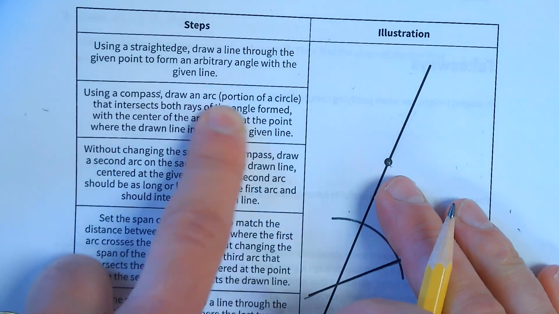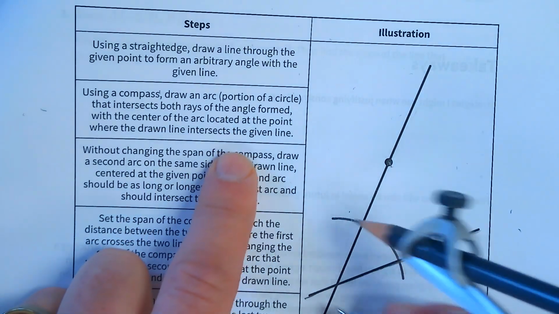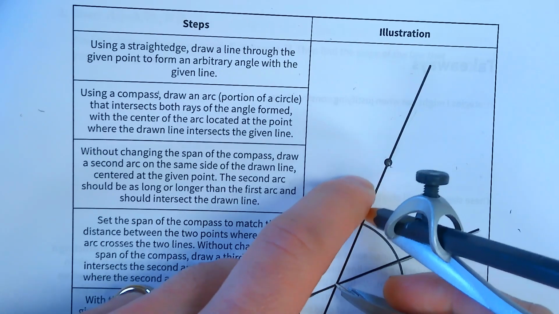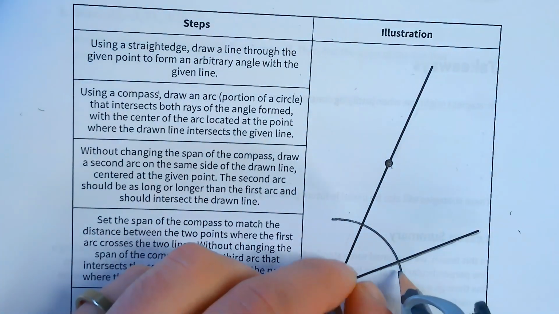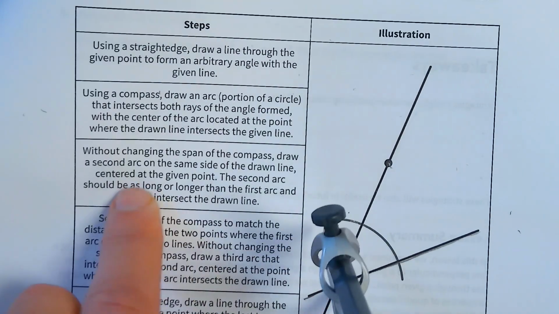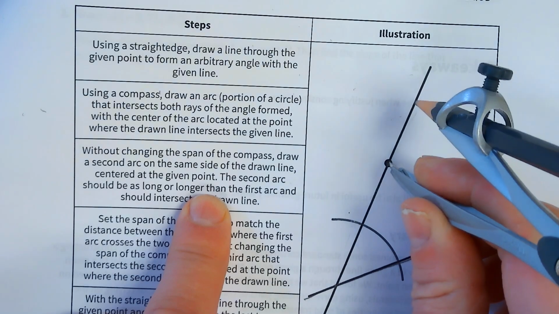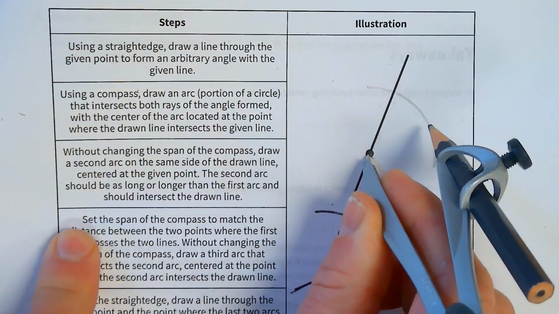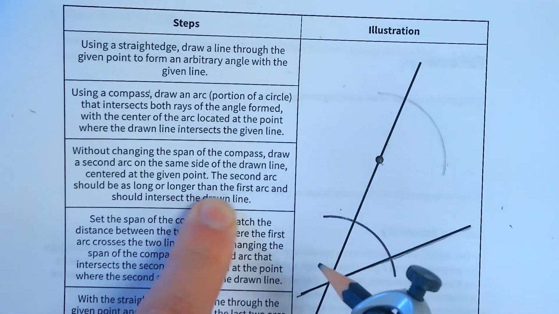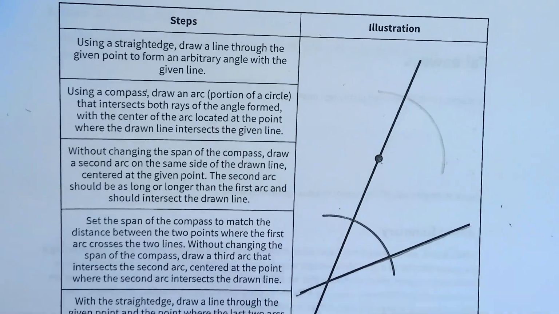Using a compass, draw an arc, a portion of a circle, that intersects both rays of the angle formed. So they did this, with the center of the arc located where the 2 lines cross. That was their second thing. Now, without changing the compass, of course, move to make a second arc up here that crosses the ray. The second arc should be as long or longer than the first arc. So, because we got to make sure that we hit this point out here.